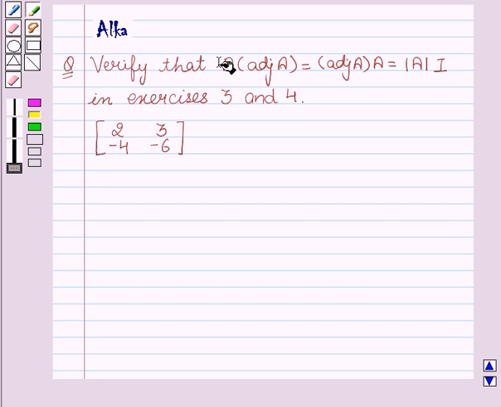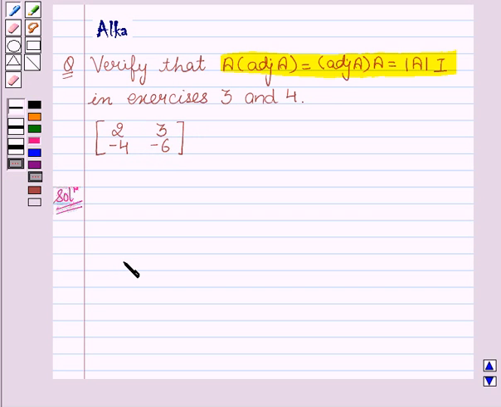Verify that A into adjoint of A equal to adjoint of A into A equal to determinant of A into I in exercises 3 and 4. And the given matrix is 2, 3, minus 4, minus 6. Now let's begin with the solution.